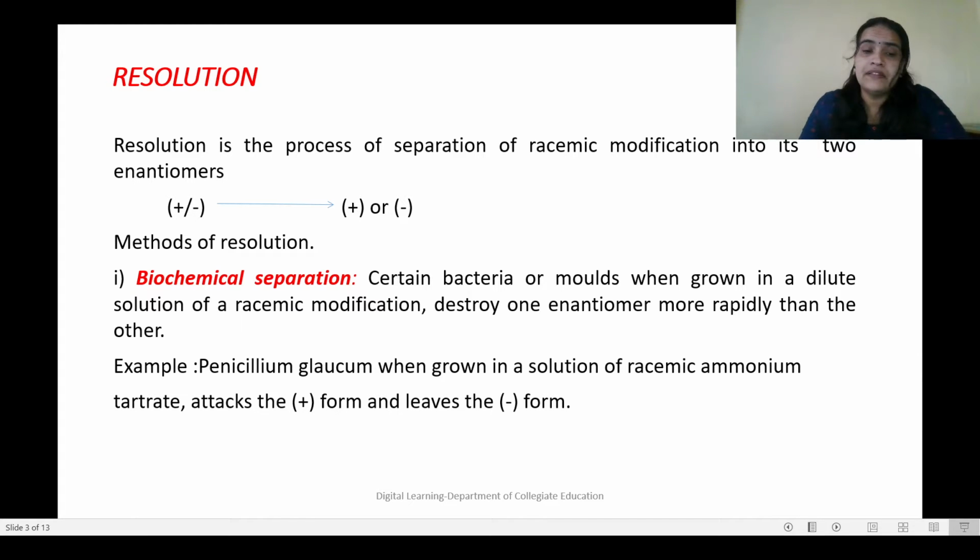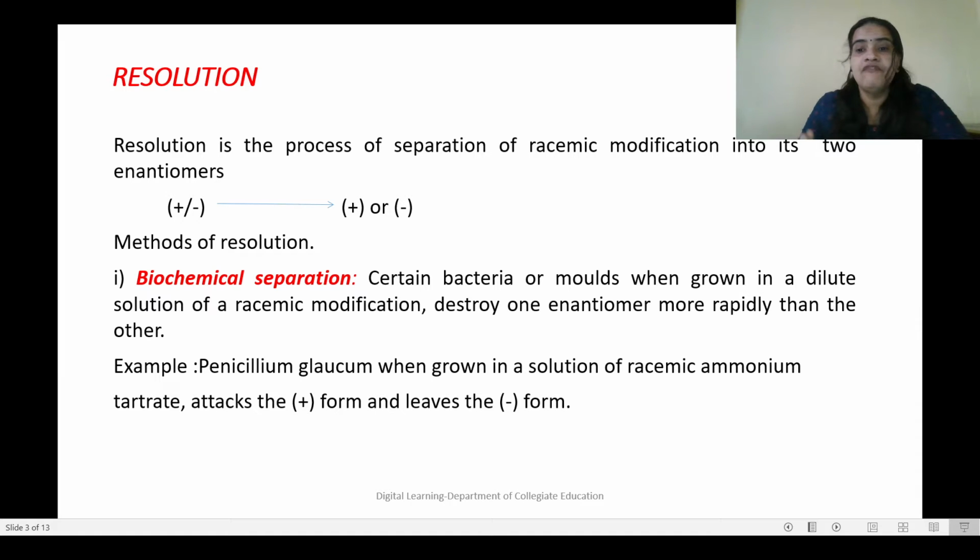Now, what are the different methods by which we can bring about resolution? There are many different methods, out of which a few important ones are discussed here. The first one is biochemical separation. In this method, biochemical in the sense some bacteria will be involved. Certain bacteria or molds, when grown in a dilute solution of a racemic modification, destroy one enantiomer more rapidly than the other.